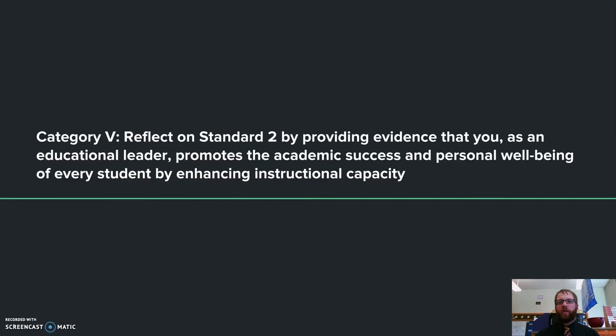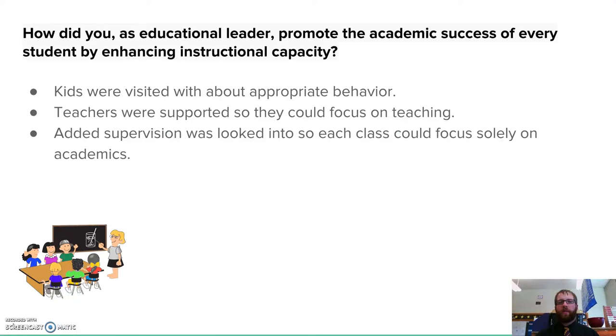So category 5 then, we will reflect on this. We'll talk about how I promoted the academic success of every student by enhancing instructional capacity. Again, we tried to rectify the behavior, and all kids now know about appropriate behavior. The teachers know that administration has their back and that they can focus on teaching because they know the administration will help them. And then hopefully the extra supervision comes to fruition. So again, academics is our focus.